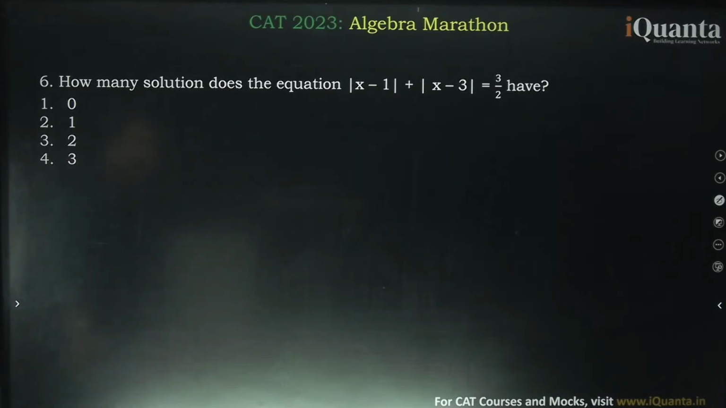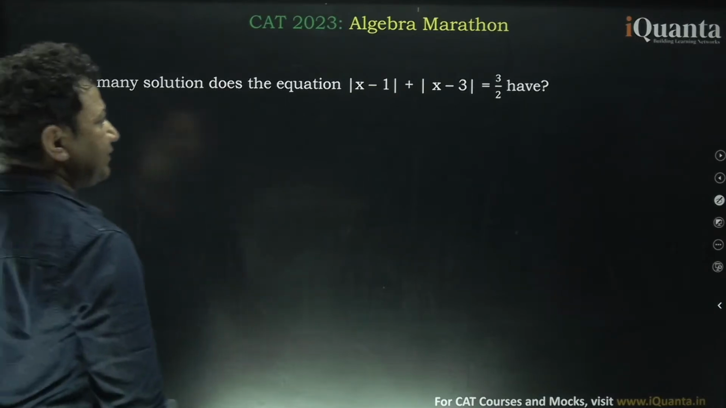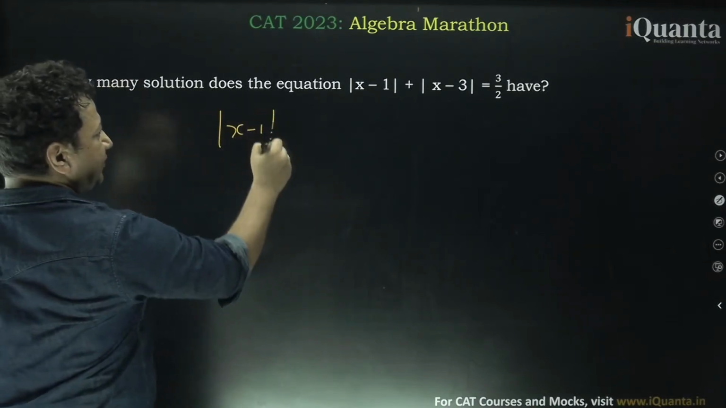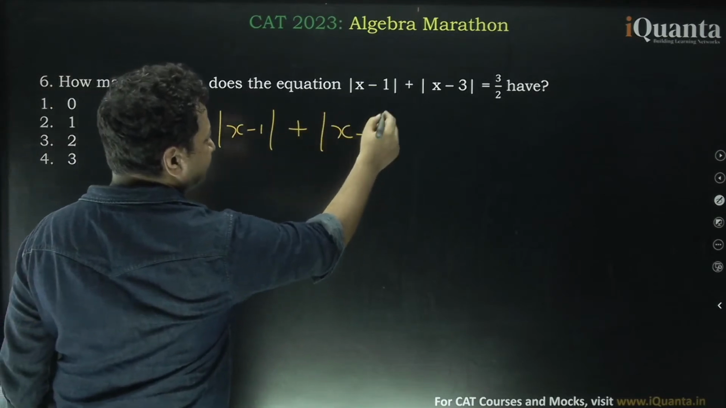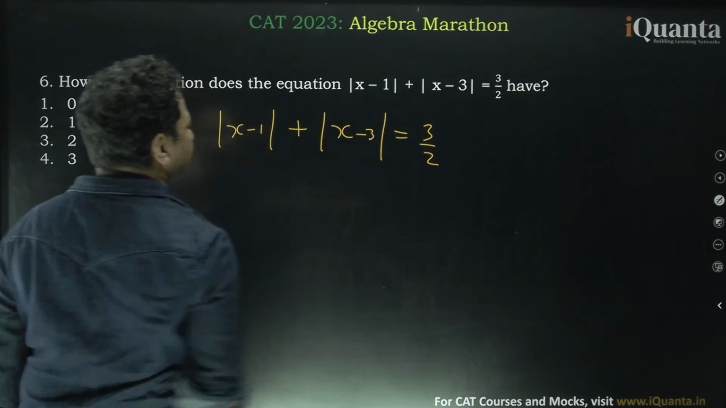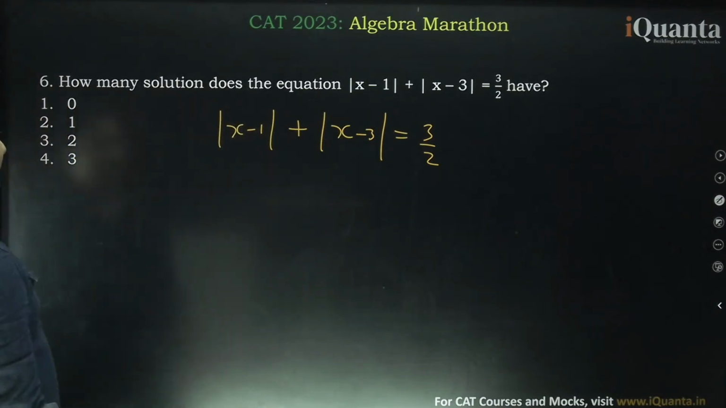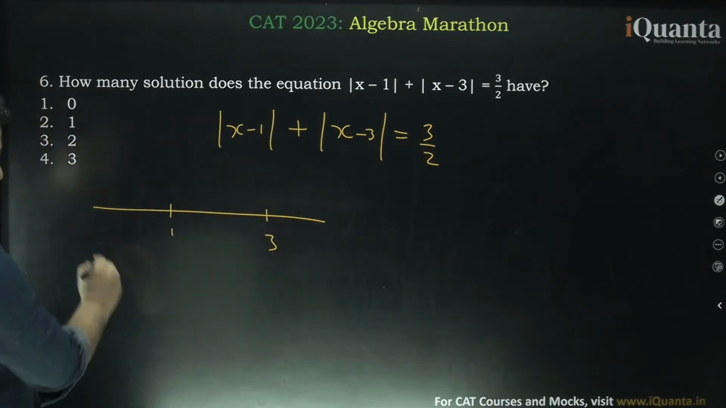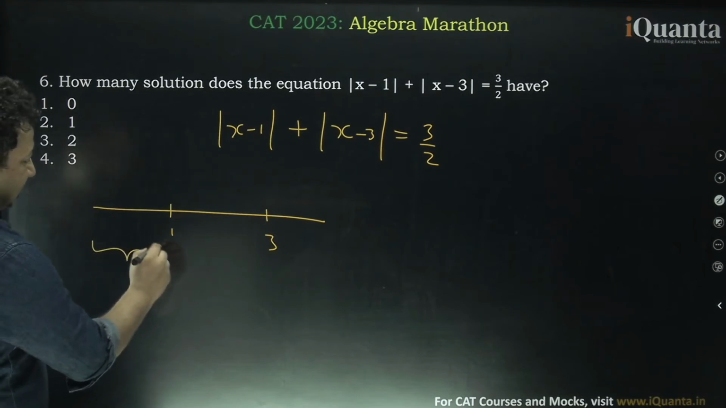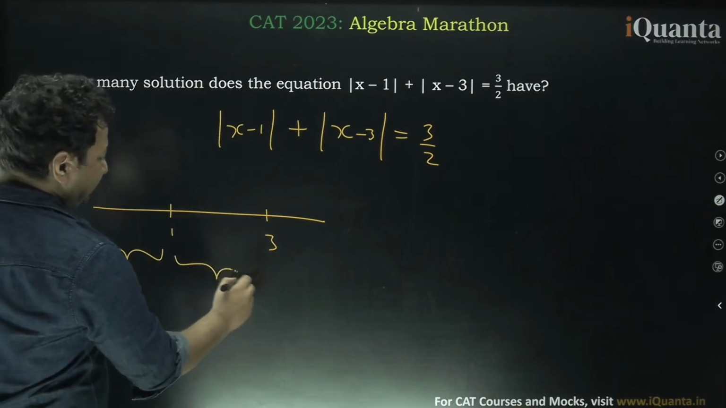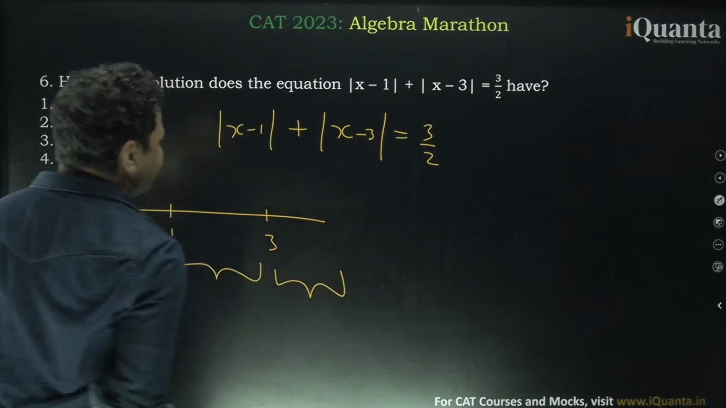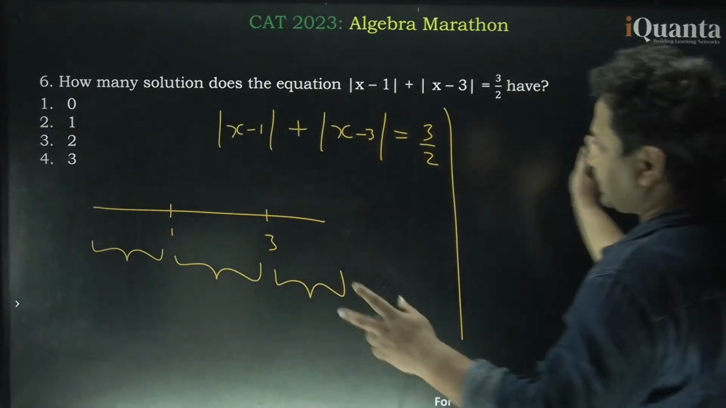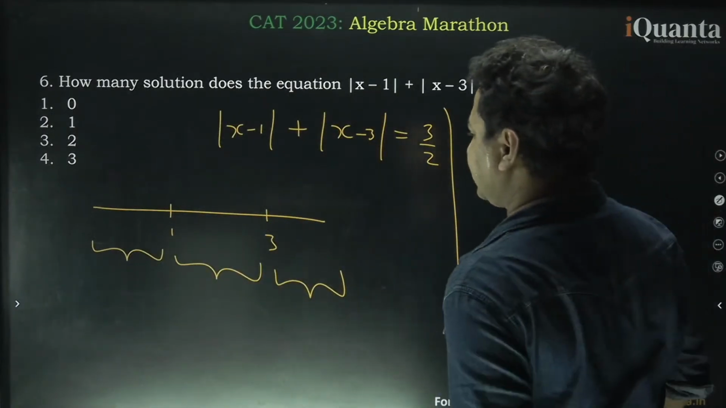Let's try to understand this. This is a question of inequalities. Modulus. We have mod of x minus 1 and then we have mod of x minus 3. This is equal to 3 by 2. Well, so how many critical points do we have? We have 1 and 3, 2 critical points, and how many intervals do we have? One interval is this, that is less than 1. One is this, between 1 and 3, and one is this, that is greater than 3.